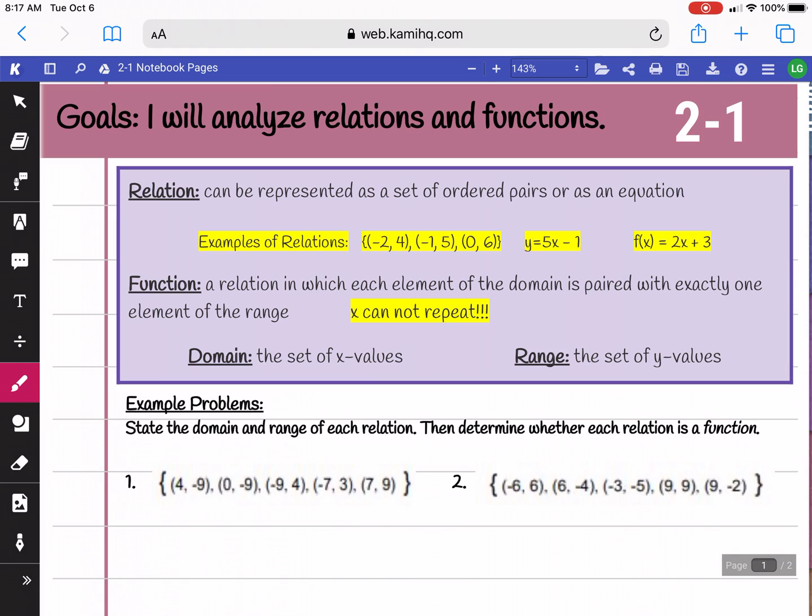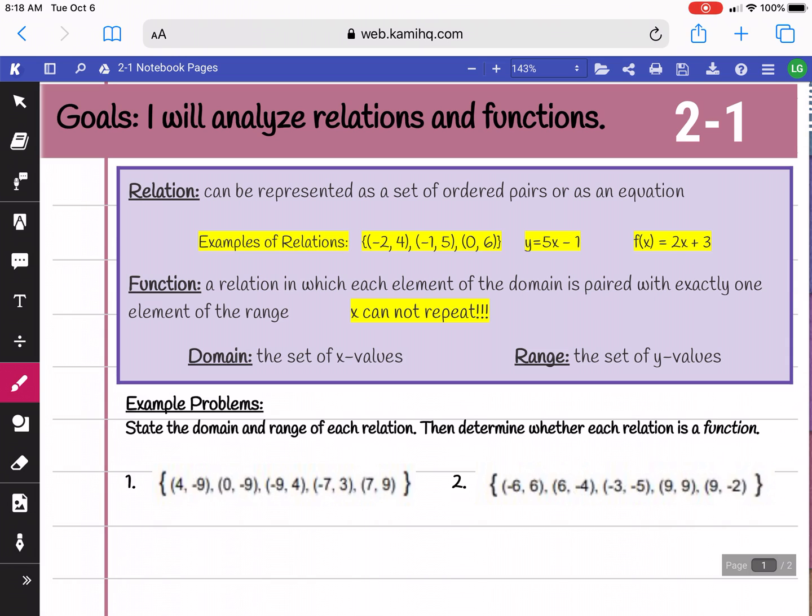A function is a specific relation where each element of the domain is paired with exactly one element of the range. Your domain is your set of x values, your range is your set of y values. So in other words, and you might have heard this when you were younger, the phrase x cannot repeat. So to see if something's a function, x cannot repeat.